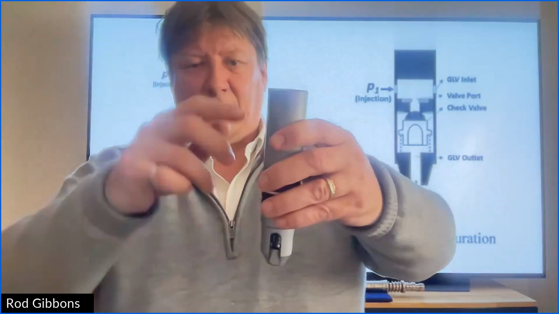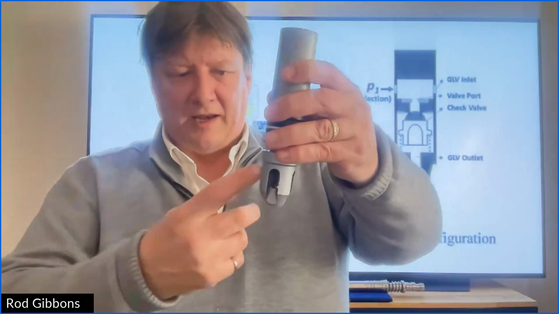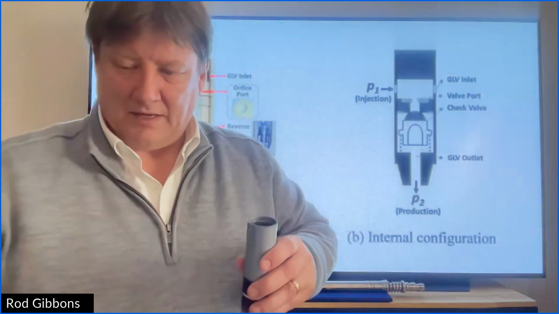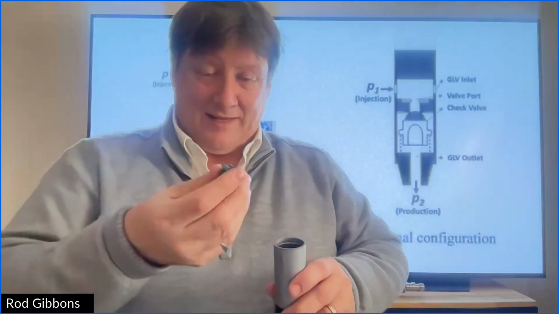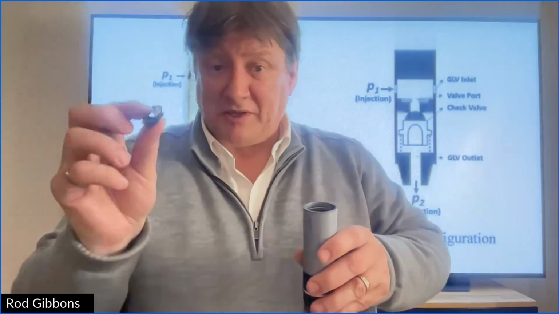So if the pressure drops in the annulus, this check dart stops any fluid in the tubing from getting back up the annulus. But when one breaks, then you have to pull it because it starts to get in the way.